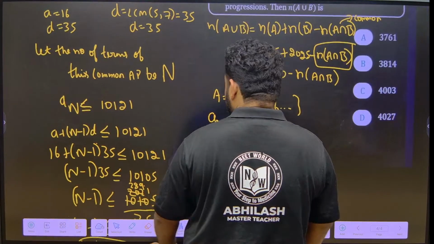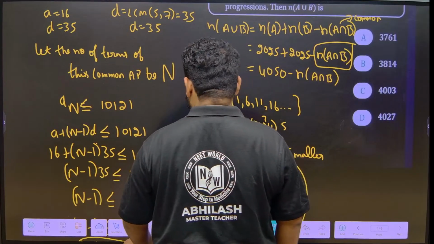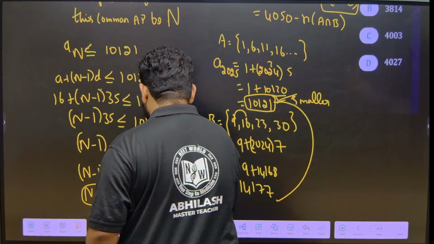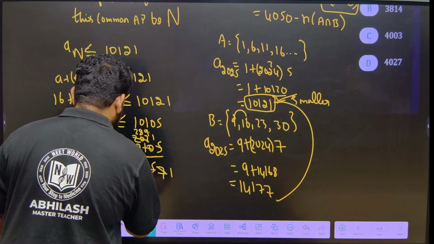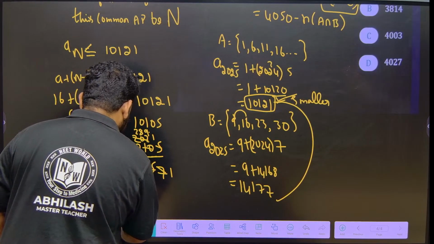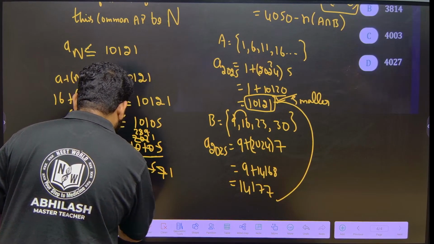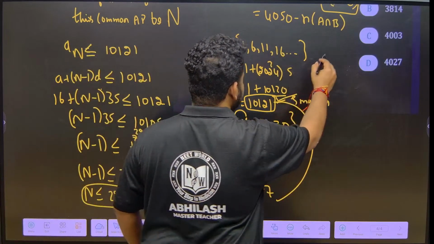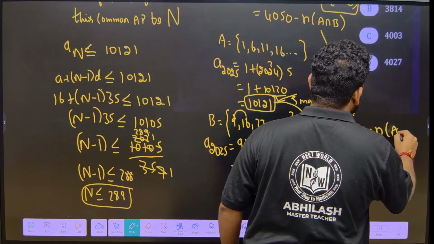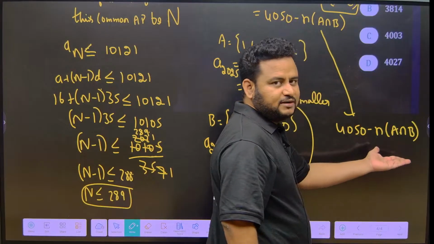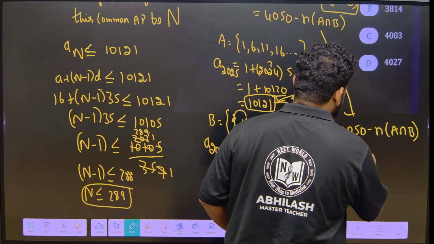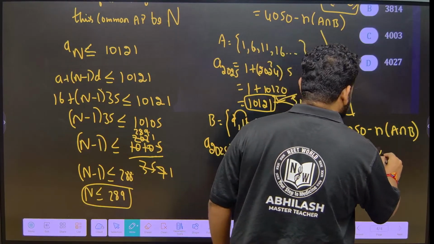Now what I have to do here, friends? 4050 minus... actually this will be 288 point something. If I put 1, this will become actually 289. This N will become approximately 289. Now let us take this: 4050 minus N times A intersection B. What is the number of common terms? That is 289 terms. There are 289 terms which are common. So 4050 minus N times A intersection B is 289.